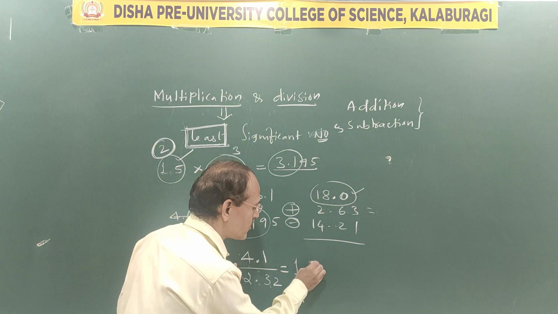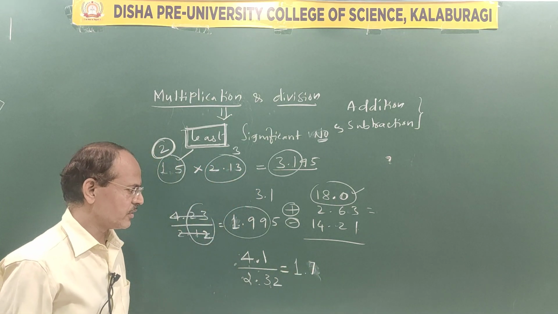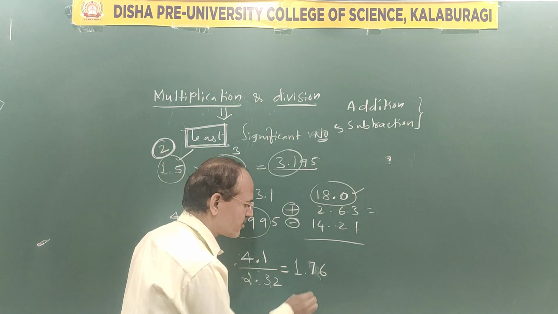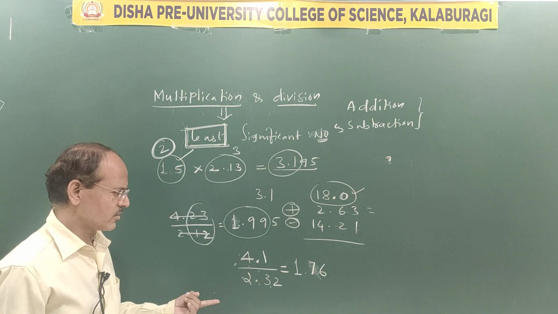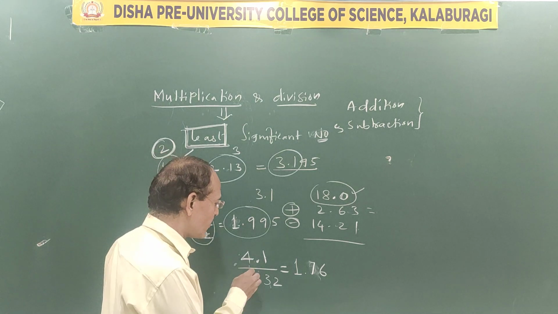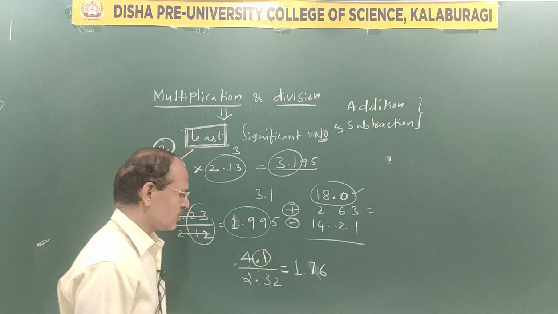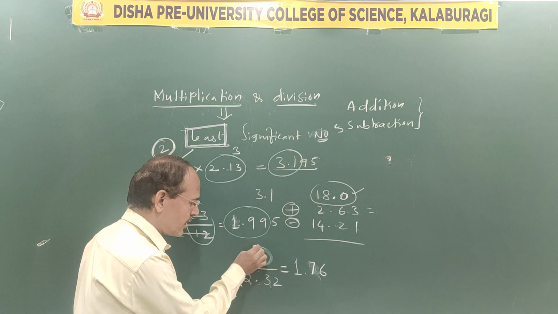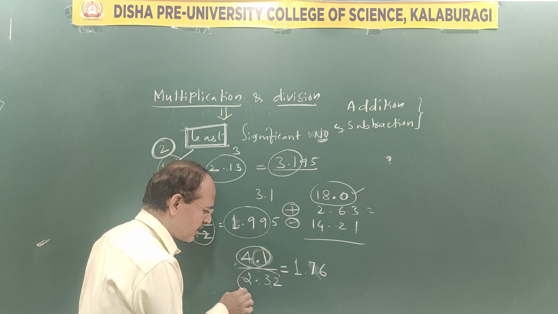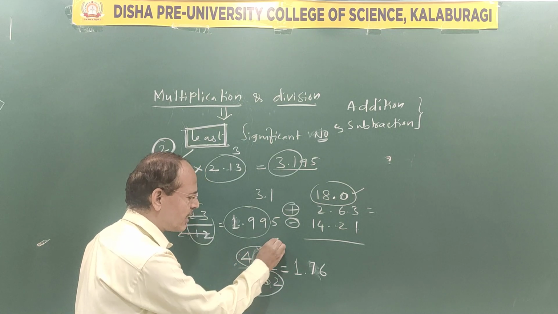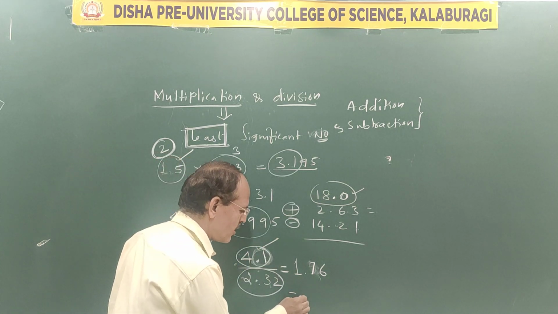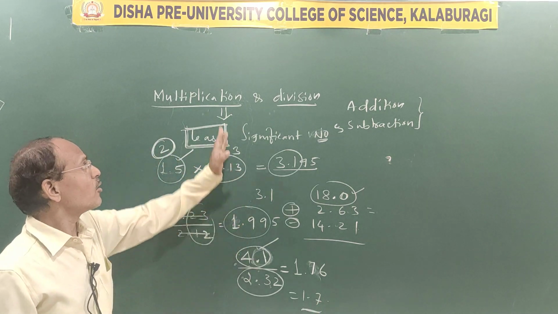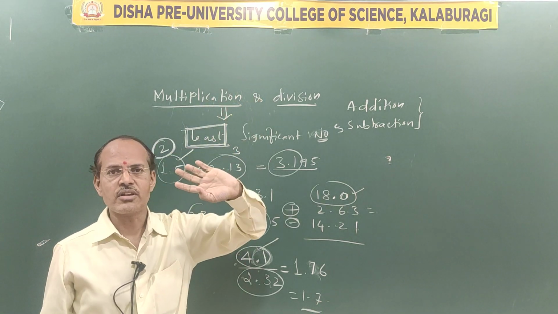No, it may be below that. Below 9. 1.76. Okay, 1.76. Now we are dividing, so here it is 2 significant figures, here it is 3 significant figures. We should select 2. So the answer will be 1.7. That is all about multiplication and division.